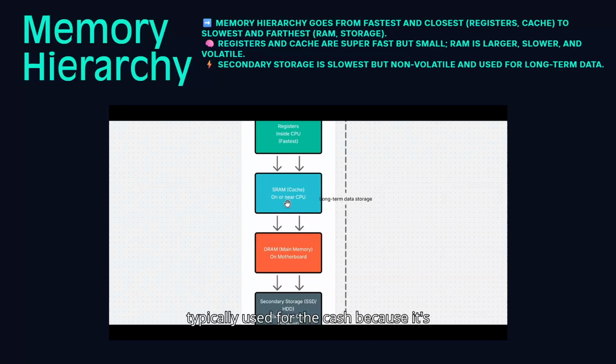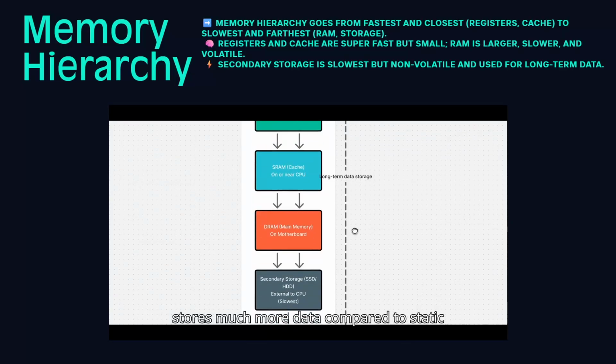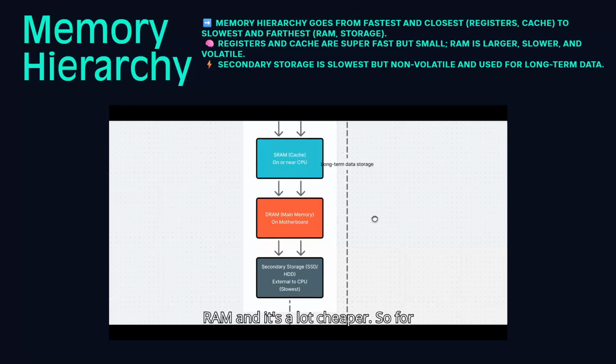Static RAM is typically used for the cache because it's fast, much faster, but it's much more expensive as opposed to dynamic RAM, which is typically used or referred to as the main memory because of its density, which means it stores much more data compared to static RAM, and it's a lot cheaper.